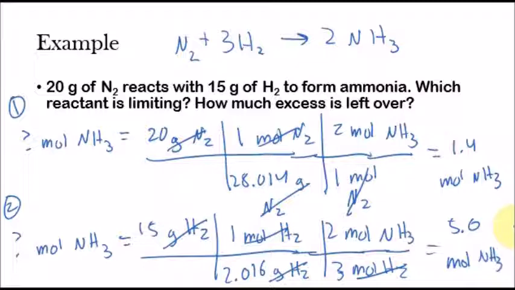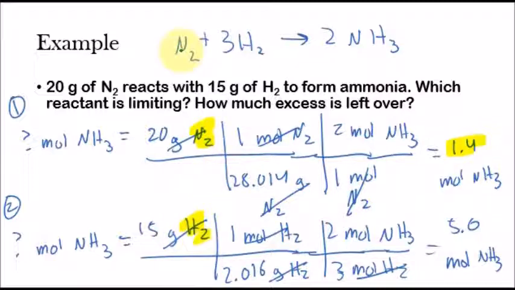So what this information is telling us is that if we had 20 grams of N2 reacting, we can create 1.4 moles of NH3. But in the second case, if you have 15 grams of H2 reacting with excess N2, you can create 5 moles of NH3. So since this number, 1.4, is smaller when compared to 5.0, this information is telling us that N2 is the limiting reagent, and H2 is the excess reagent.